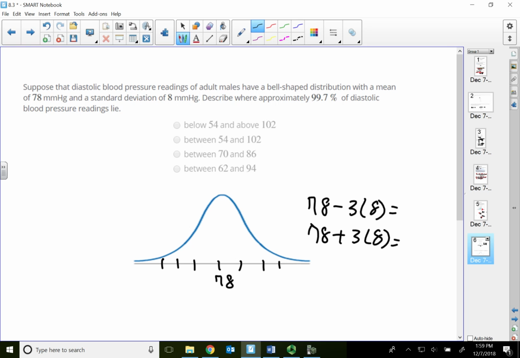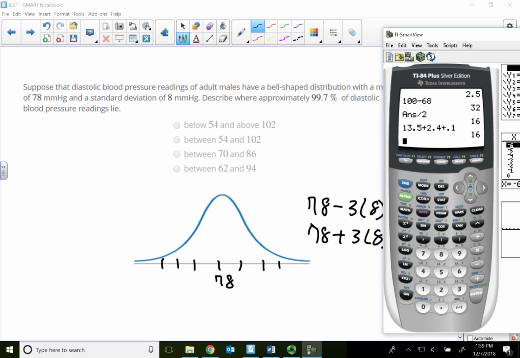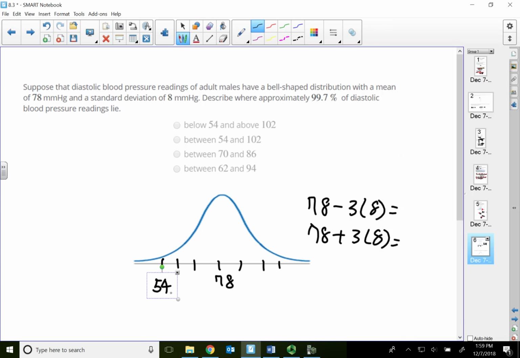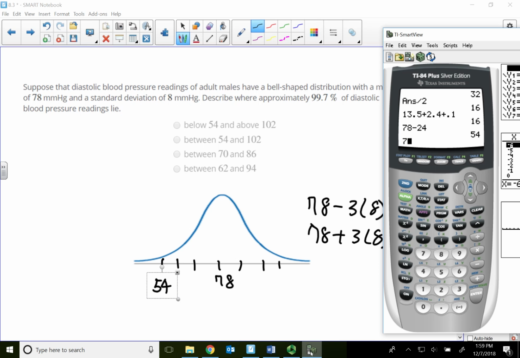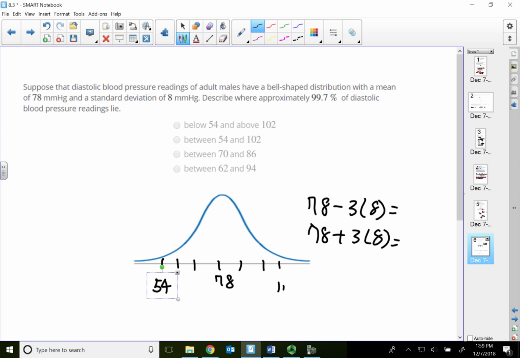So what would that be? 78 minus 24 gives me 54. So that blood pressure ranges from 54 to 78 plus 24, which is 102. All right, so my choice will be this one, the second choice. So 99.7% of blood pressure has got to be from 54 to 102.